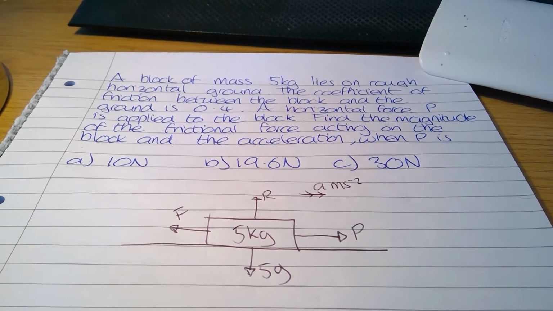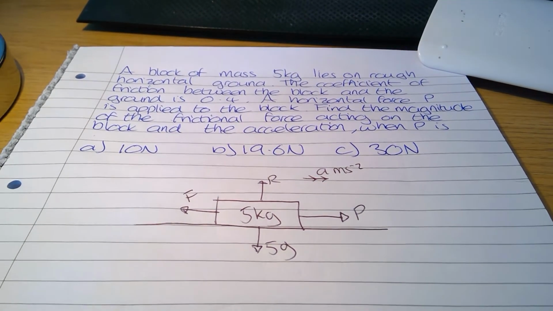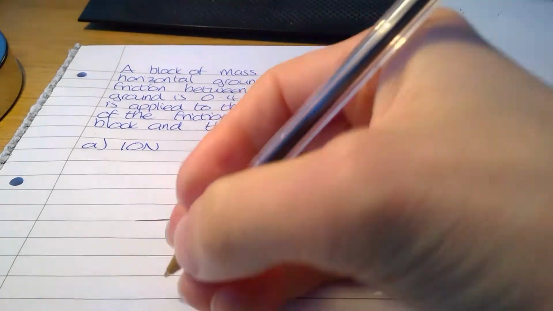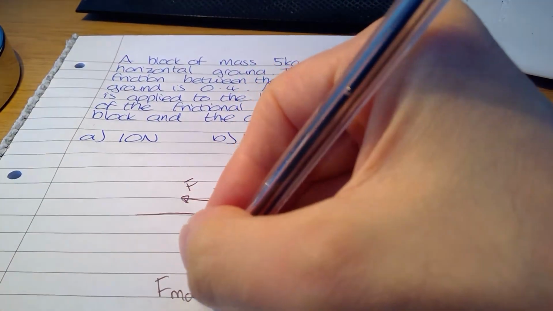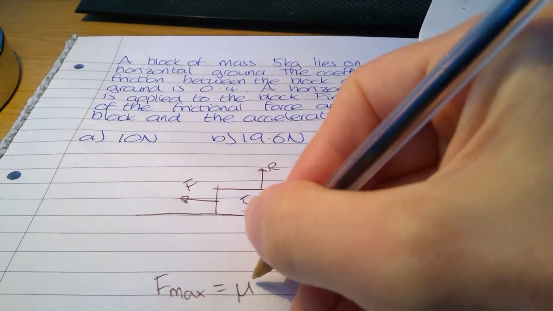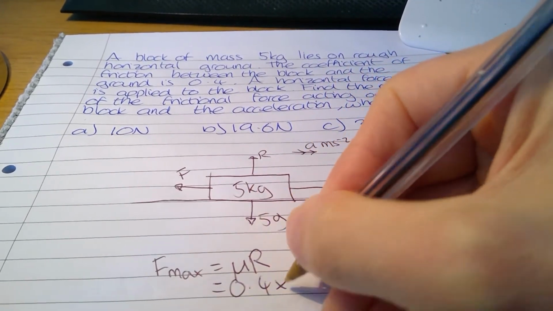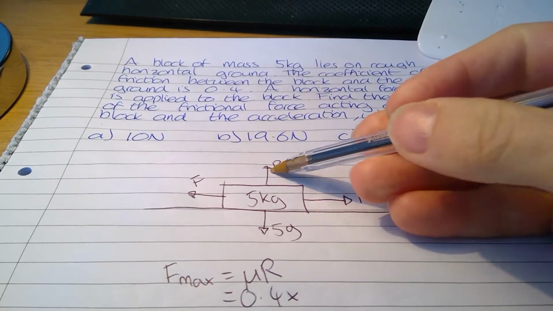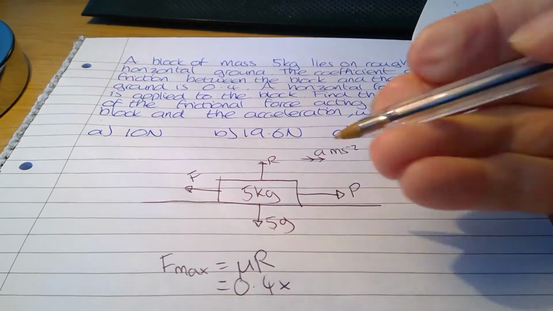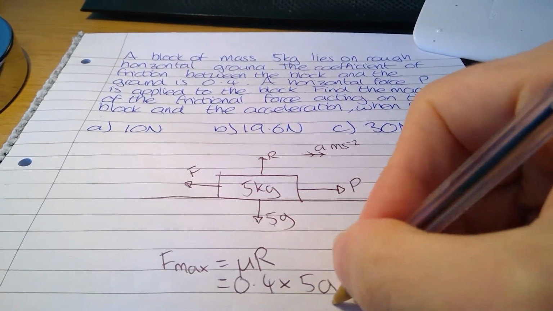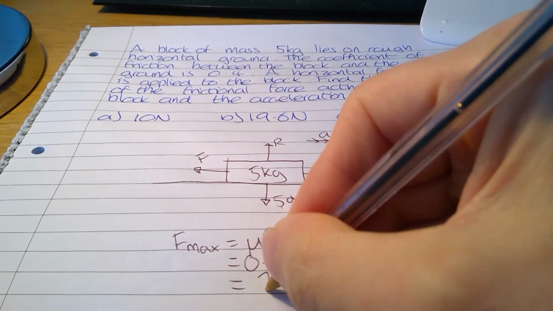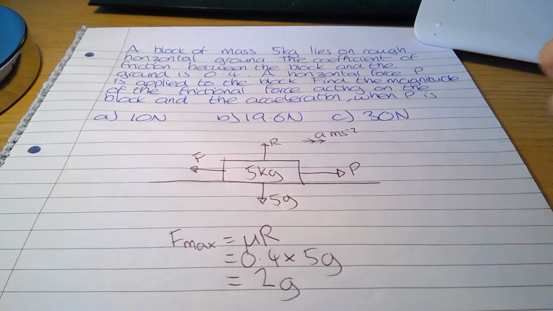And the other thing that I want to just make a quick note of is what the maximum value of friction is. So F max is equal to mu R. So 0.4 times the reaction force. Well, the reaction force is just going to be balancing out the 5g, so it's just going to be equal to 5g. So the maximum friction is 2g.